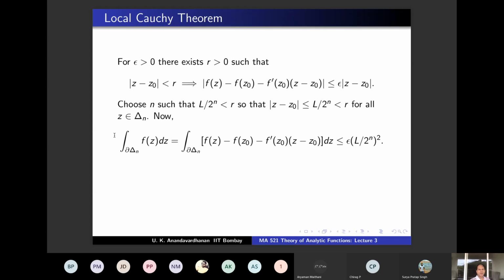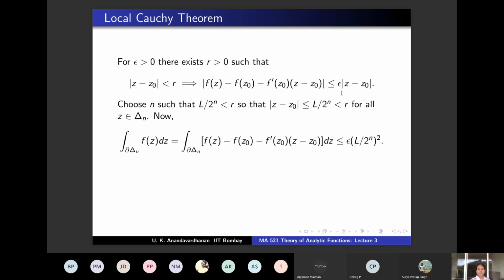Yeah, so I should have written the absolute value here. There's a typo. The absolute value of this integral is less than or equal to epsilon times L by 2 power n square. Why is that? Because on delta n you have mod z minus z naught less than or equal to L by 2 power n. And when mod z minus z naught is less than L by 2 power n, which is less than R, you are getting this modulus is less than or equal to epsilon mod z minus z naught.